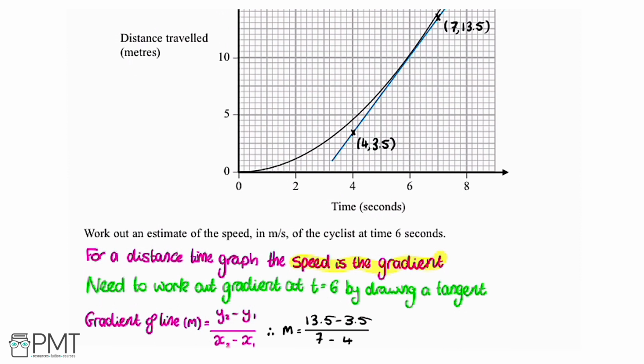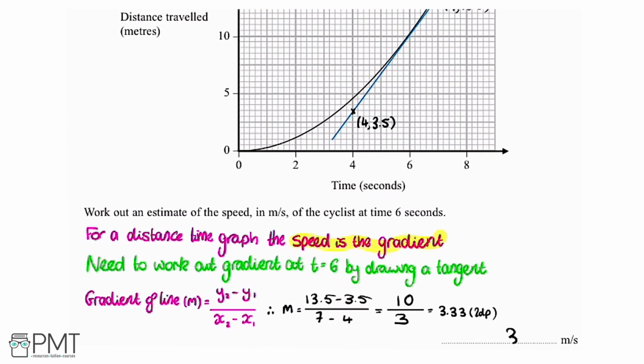It doesn't matter which way around we do it, but we have to be consistent. We've got 7 and 13.5, this is a pair and this is a pair. So we always have to have a pair together on the top and a pair together on the bottom, and make sure we don't mismatch them and get it muddled up. On the bottom we have 3, and on the top we have 10. That equals 3.33 to 2 decimal places. So our answer is 3.33 meters per second.